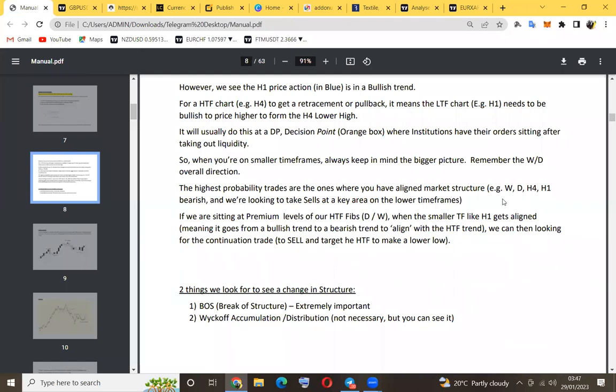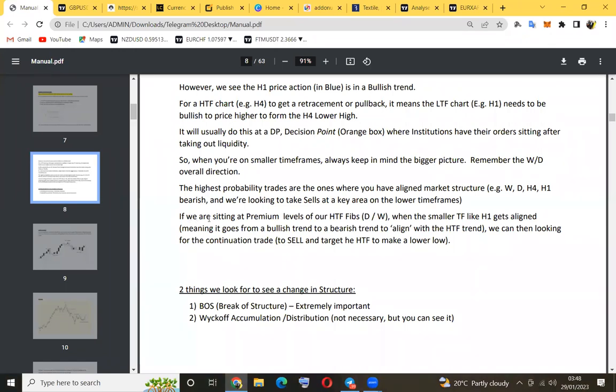So listen very well. So here, e.g., the weekly, daily, 4 hours, 1 hour, bearish, and we are looking to take a sell at a key area on a lower time frame. What I'm trying to say here is that if we have an alignment of all of these, which are bearish, that means the market is in a downtrend. So we are going to be looking to take a sell opportunity in this downtrend, since all of them are aligned together.